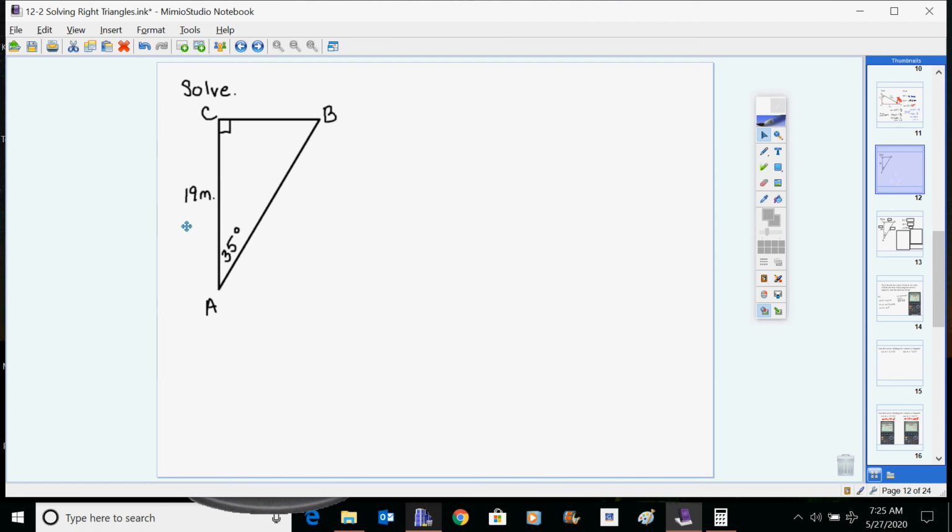So here's a problem for you. I have 35 degrees. I know I've got my one angle, and I have my one side. Now let's think about what our steps were. Our steps were to give it some variables.